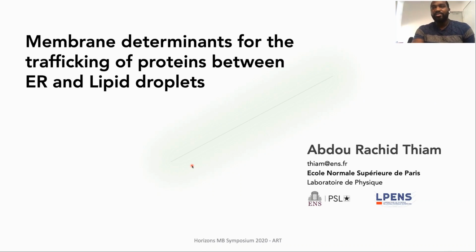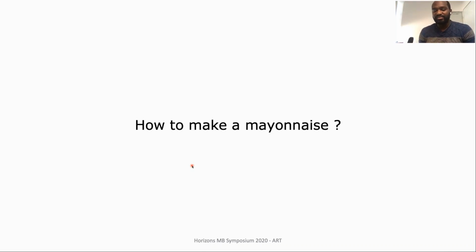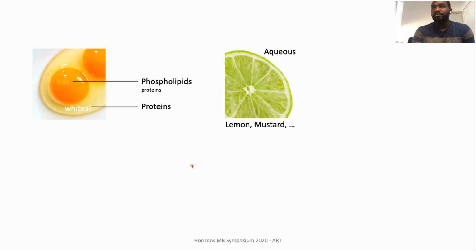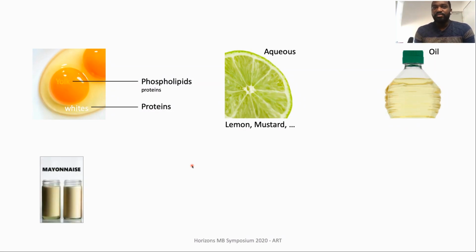So maybe we can start with this classic of cooking, right? And it's about how to make a mayonnaise. So how do you make a mayonnaise? You need an egg, you need an aqueous phase, and you need an oil phase. And if you shake these components, you end up getting a mayonnaise, which looks like this.